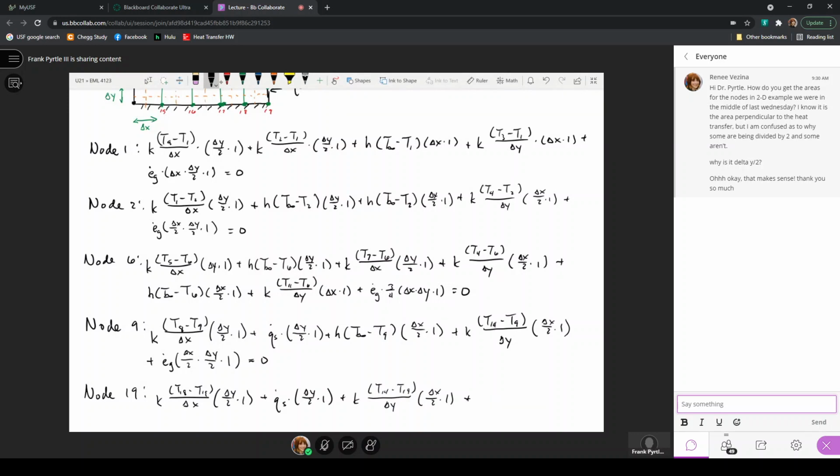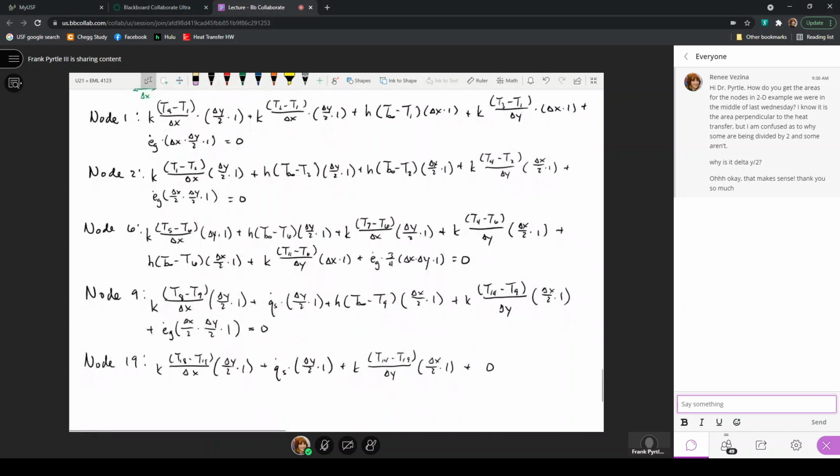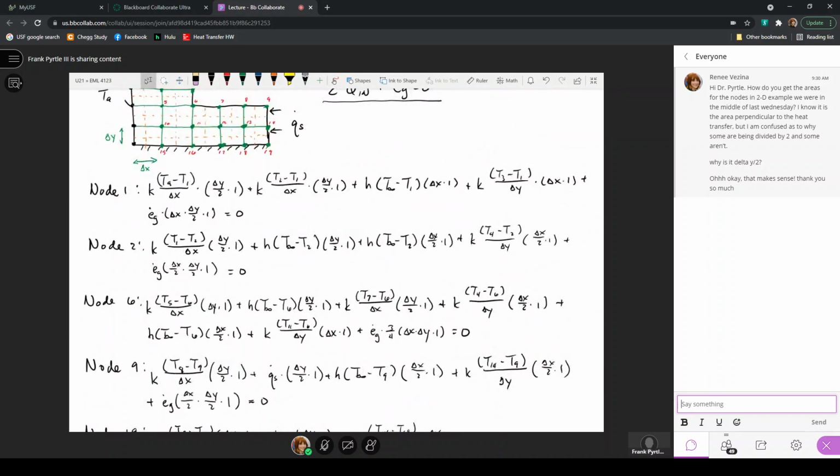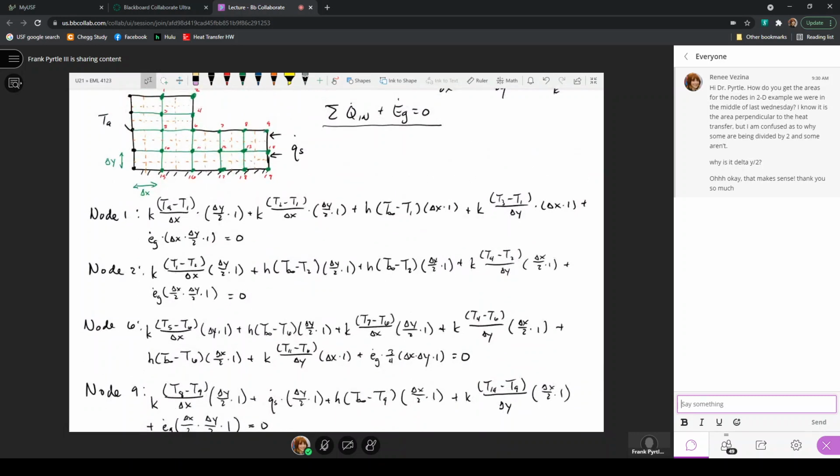And I'll just put in here plus a 0 for the heat transfer from below, because there's an insulated condition. Heat transfer can't move into node 19 or out of node 19 through that bottom surface due to the insulation. And we have the generation occurring in a volume that is delta X over 2 wide, delta Y over 2 tall, times the unit 1 into the page, is equal to 0. So we can move through all of these nodes and write equations exactly in the same way, and we would end up with a system of 19 equations and 19 unknowns, and they would be solved simultaneously.